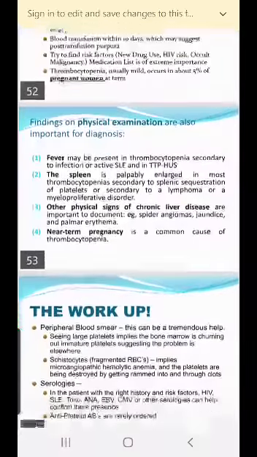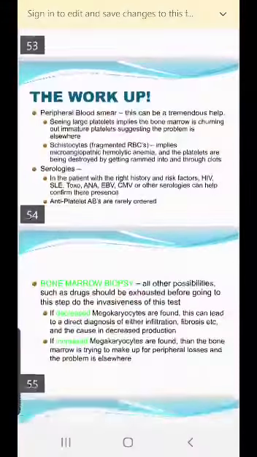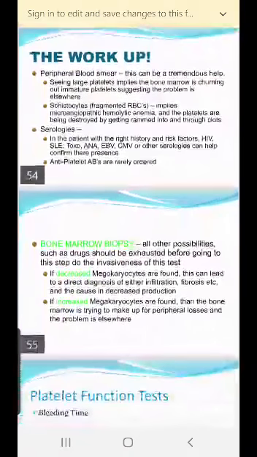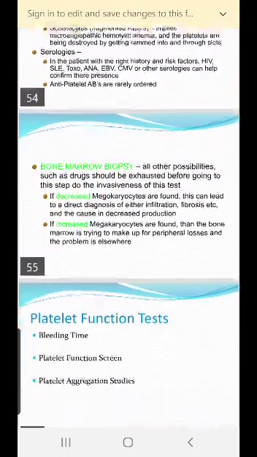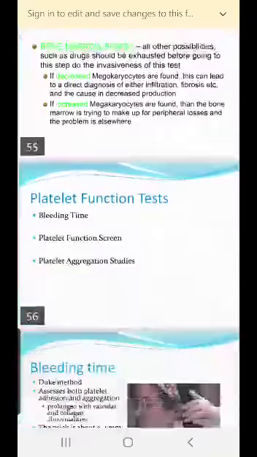Okay, so the workup, as I've told you, peripheral smear. You can also look for schistocytes and spherocytes and NRBCs in case of HUS or even TTP. Then bone marrow biopsy can be done in ITP. ITP is nothing but idiopathic thrombocytopenic purpura. So in these, if there is a decrease, obviously there is a fibrosis or infiltration. If it is increased, obviously it is a peripheral loss.